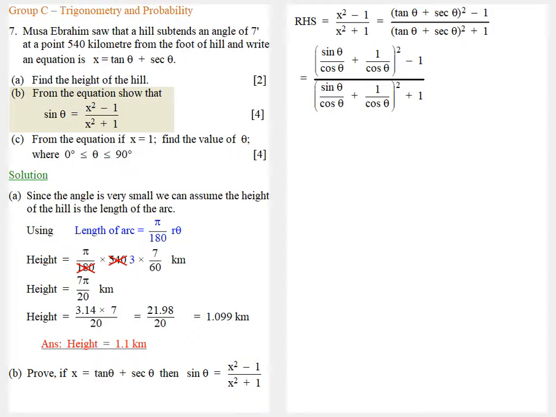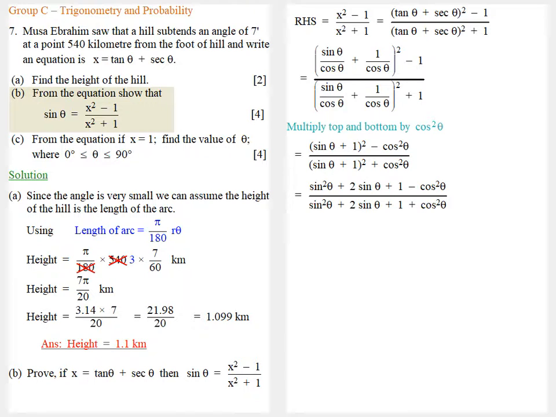Now, tan theta is sine theta over cos theta, and sec theta is 1 over cos theta. So substituting that, we get the top is equal to sine theta over cos theta plus 1 over cos theta all squared minus 1, and the bottom is the same except plus 1. If we multiply top and bottom by cos squared theta, on the top we get sine theta plus 1 all squared minus cos squared theta, and on the bottom sine theta plus 1 all squared plus cos squared theta.